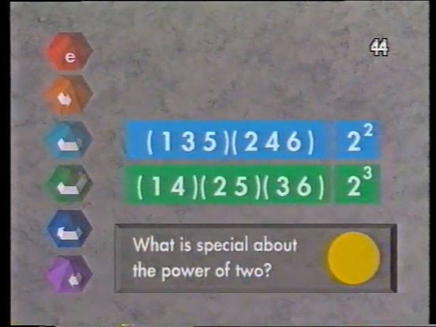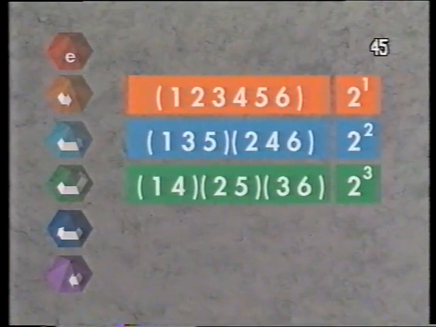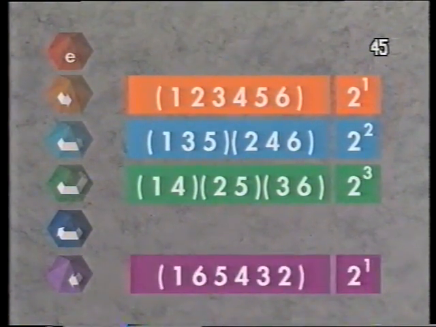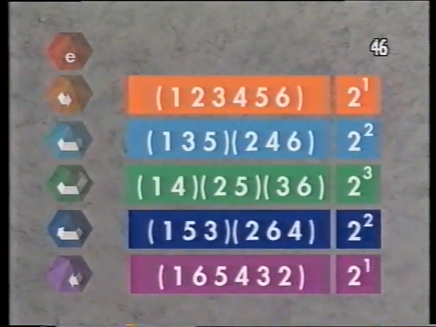Well, the power of 2 is always equal to the number of disjoint cycles in the symmetry. So you can work out the sizes of the fixed sets for the other symmetries just by looking at their cycle representations. Rotation by one face anti-clockwise produces a single 6-cycle, and so we get 2 to the power 1, or just 2. And the rotation by one face clockwise gives the same answer. We've already seen that the anti-clockwise rotation by 2 faces gives 2 squared, and the rotation by 2 faces clockwise gives 2 squared as well.